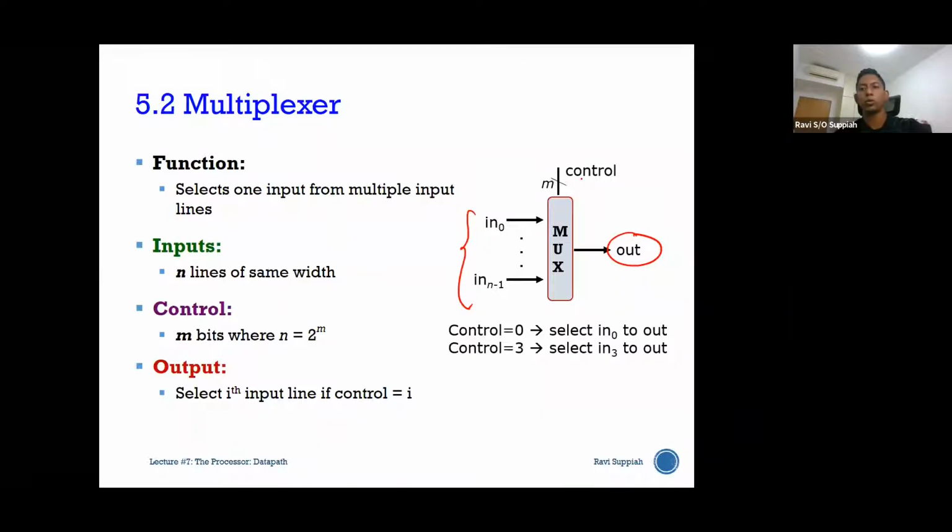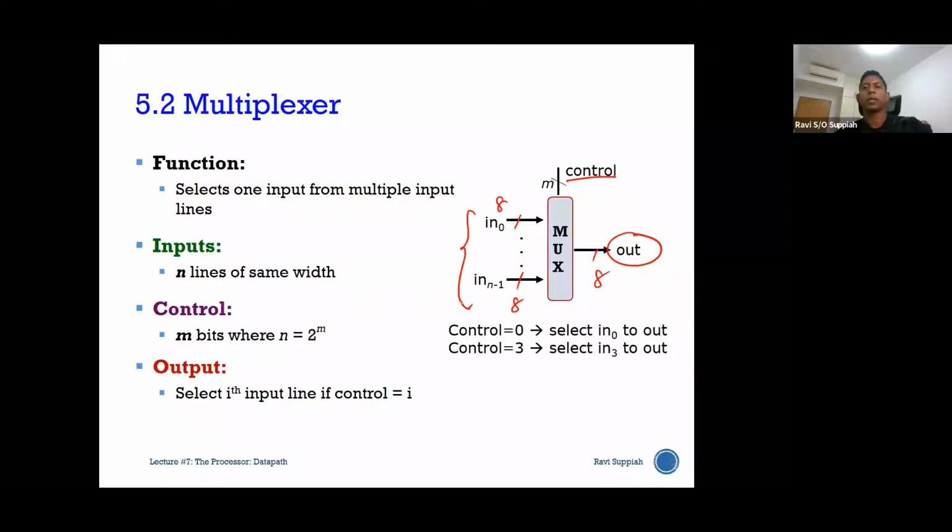And then you have a control, just like how you use a remote control, a way to select which of the inputs you want to channel to the output. The idea is that the inputs and output all have the same data width. That means if each input is 8 bits, then the output is also 8 bits. Now the control depends on how many input options I have.